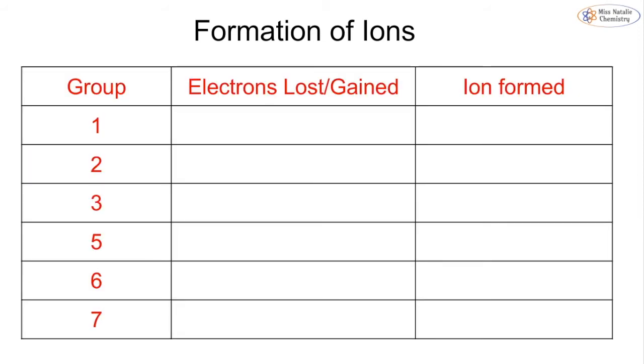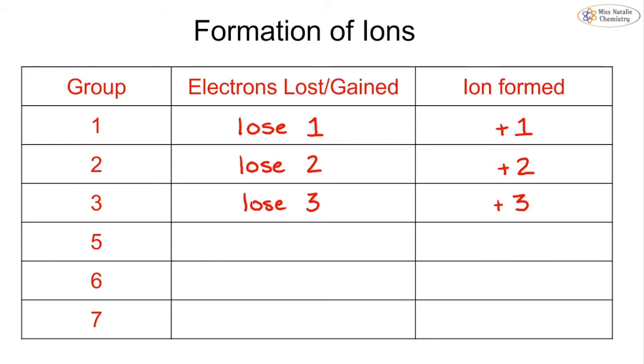And you'll be able to see a pattern in how this happens. So group 1 has 1 outer electron, so it can lose 1 electron. And when it does, they will form a 1 positive ion. Group 2 has 2 outer electrons, so it will lose 2 and become a 2 positive ion. Group 3 is still metals and it will lose 3 electrons and become a 3 positive ion. Now group 4 tend not to make ionic substances.